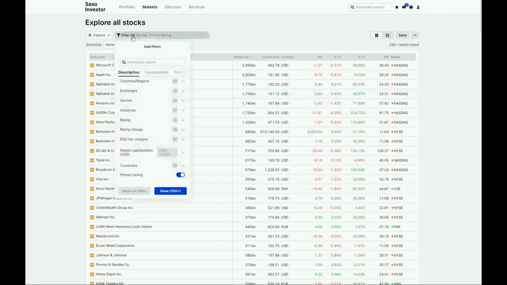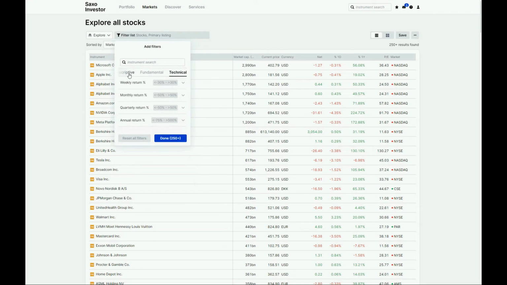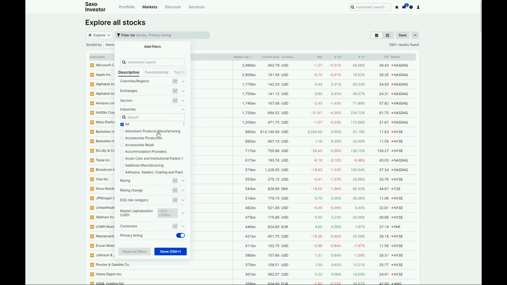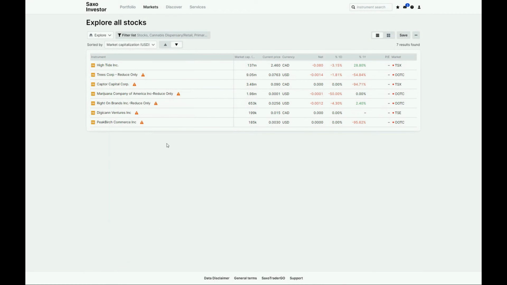Just showing it as I showed here, all of these are the descriptive filters. Then there are also the fundamental filters. There are also the technical filters. Looking at industries here, there are so many different industries. Okay, I only want to see stocks that have something to do with cannabis dispensary. Well, now you know that on the entirety of Saxo's platforms, there are 7 stocks that have something to do with cannabis. They are all here.